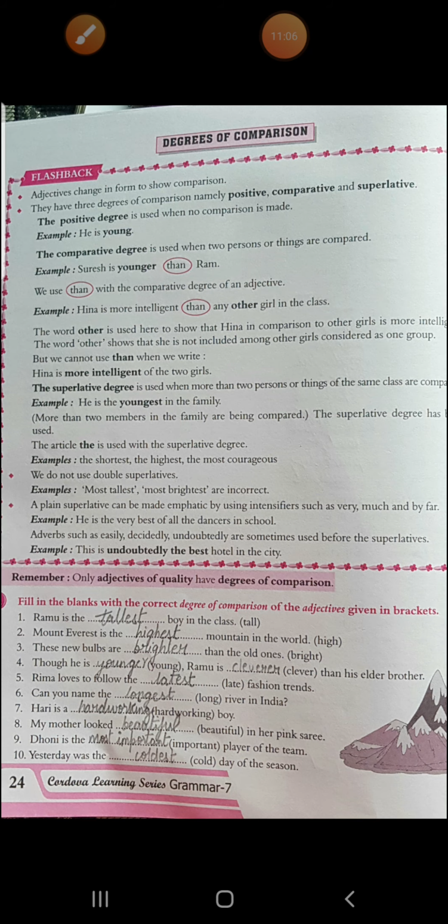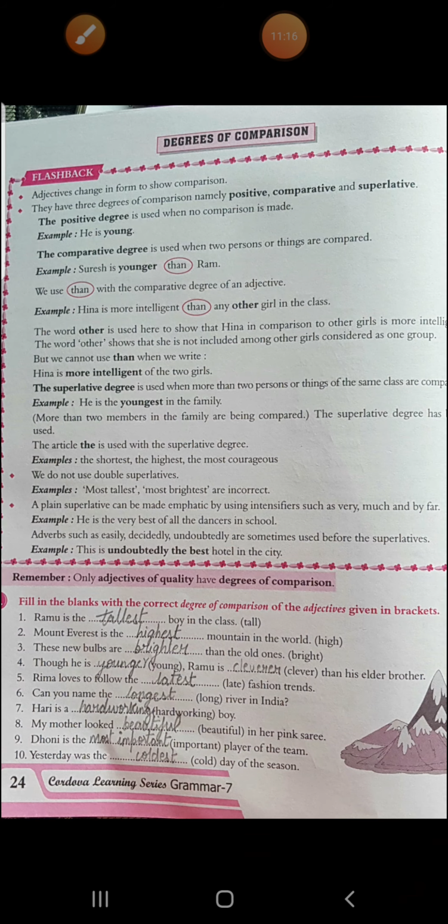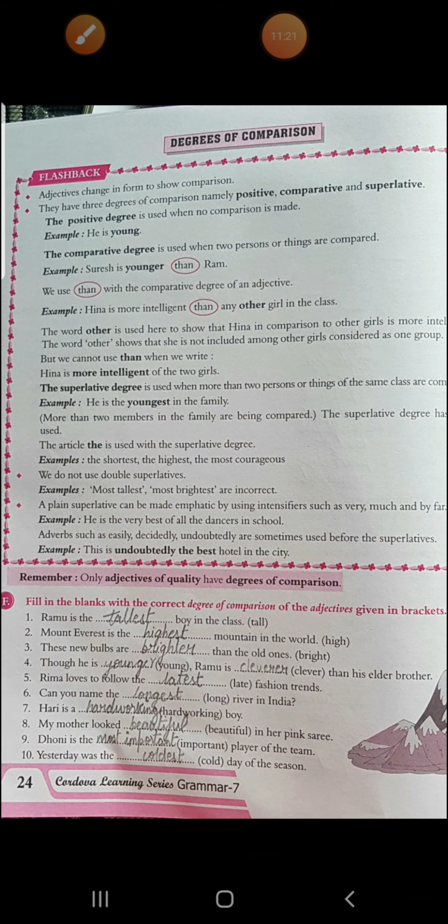I'm repeating the answers again. First is tallest, second is highest, third is brighter, fourth is younger and cleverer, fifth is latest, sixth is longest, seventh is hardworking, eighth is beautiful, ninth is most important, 10th is coldest. Pause this video for some time and write the correct spellings.